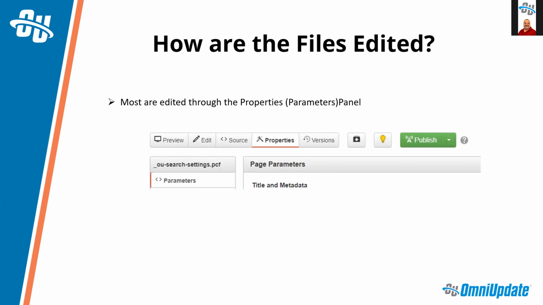As I mentioned, the files are edited by using the properties and parameters panel within OU Campus. And so here you would go underneath your properties button and into the parameters section. Depending on the types of settings that are available, you'll see different options in here. And you may actually also see a multi-edit option as well. Again, I'll show you some of that as we get through here.